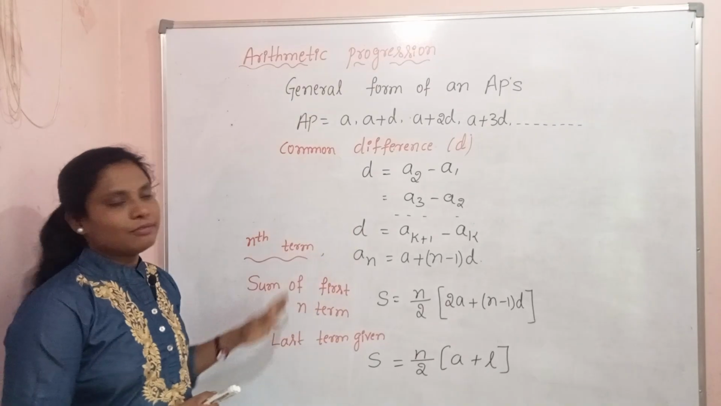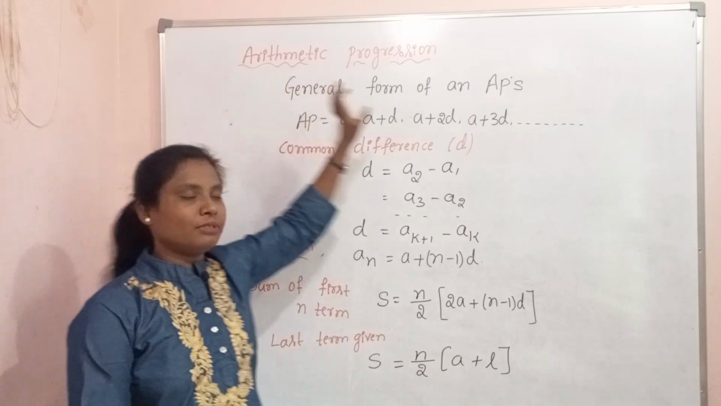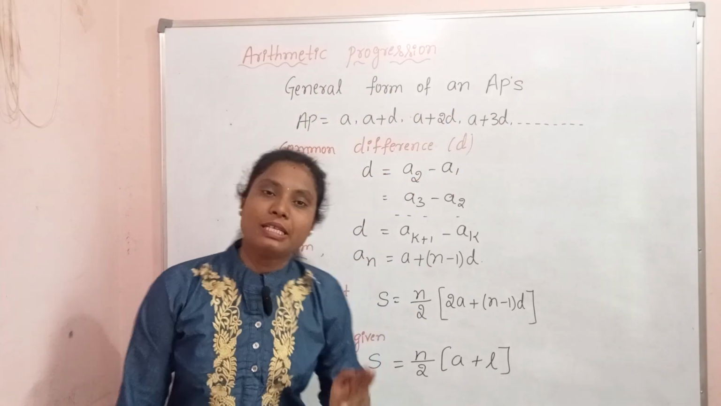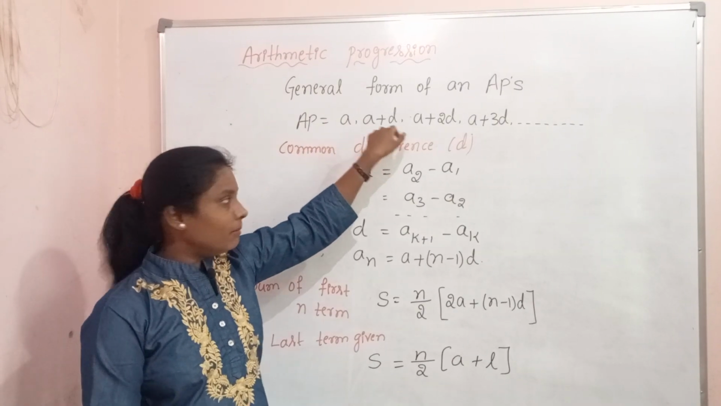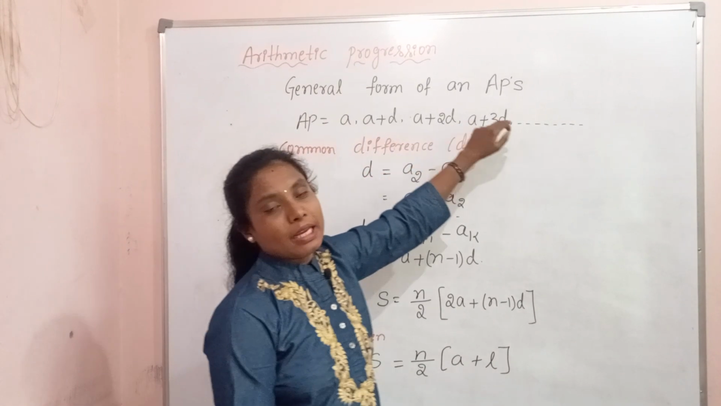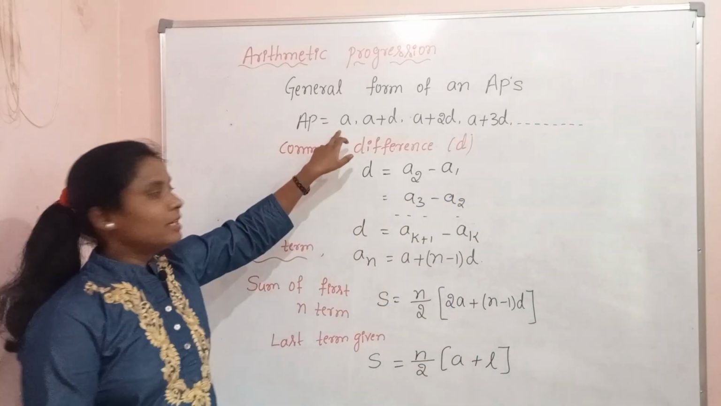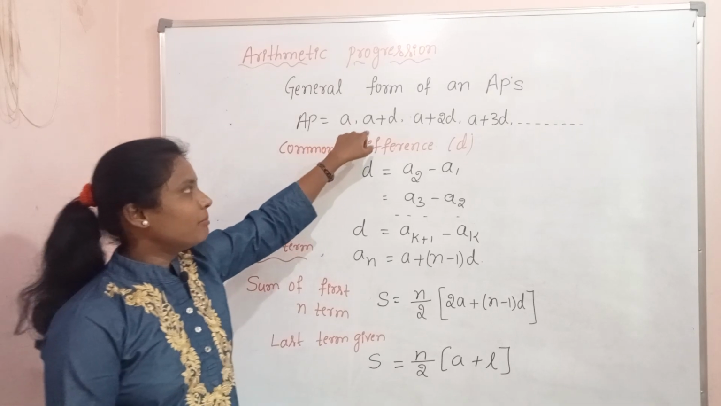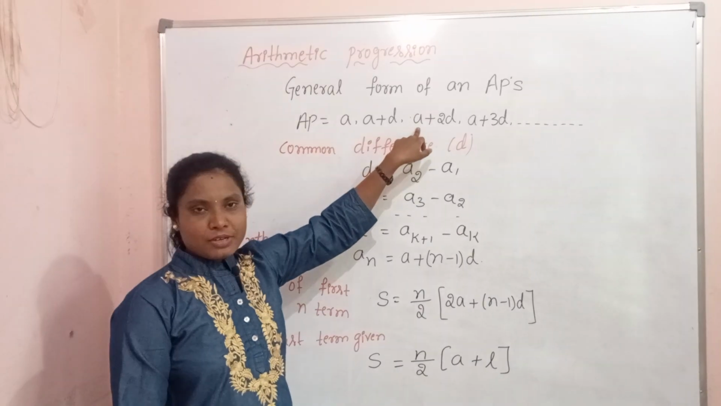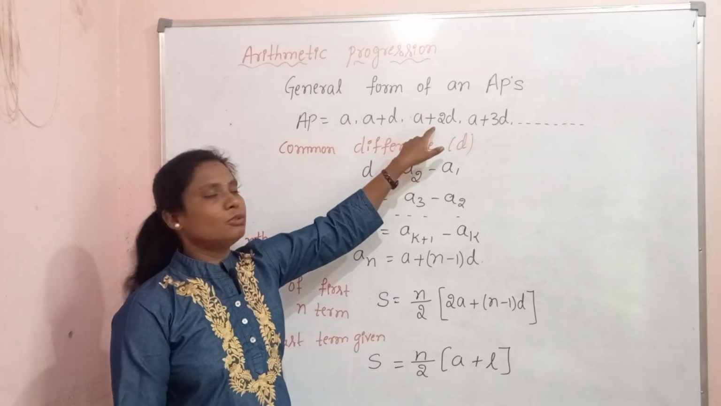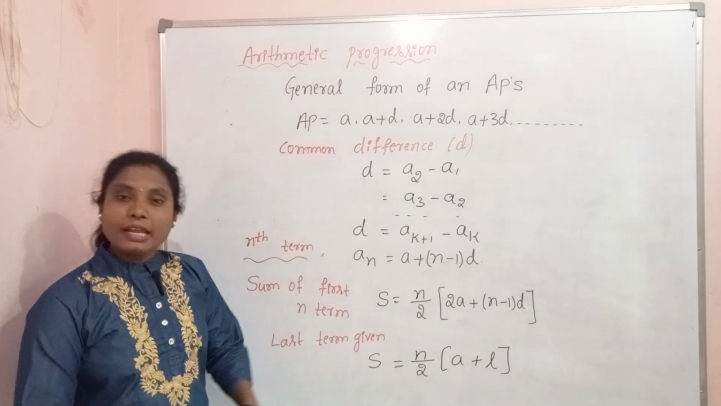In this class we are going to learn the arithmetic progression chapter of grade 10. So these are the formulas we need to remember. To write the general form of an AP, we have to remember this formula. AP is equal to a, a plus d, a plus 2d, a plus 3d and so on. So if we are to write the first term, a, we will write a plus d, that is first term plus common difference, then first term plus 2 into common difference. Like that we are going to write an AP.